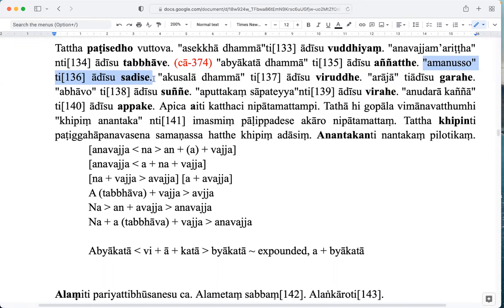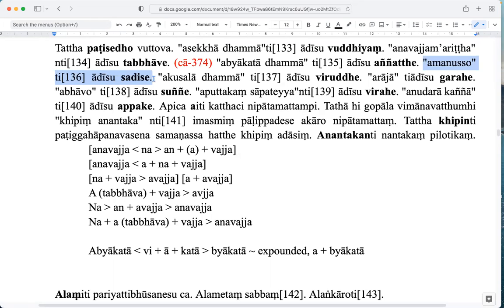Yaka and so on. It is not only yaka; they can be yaka or deva, and so on. Demons and so on. But most English translators say amanusa means non-human being.